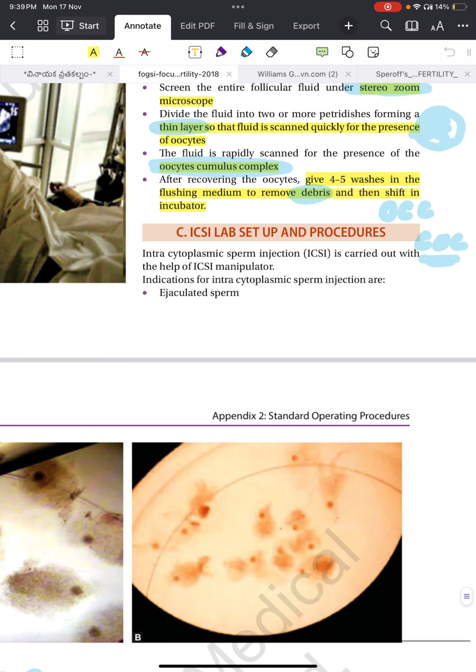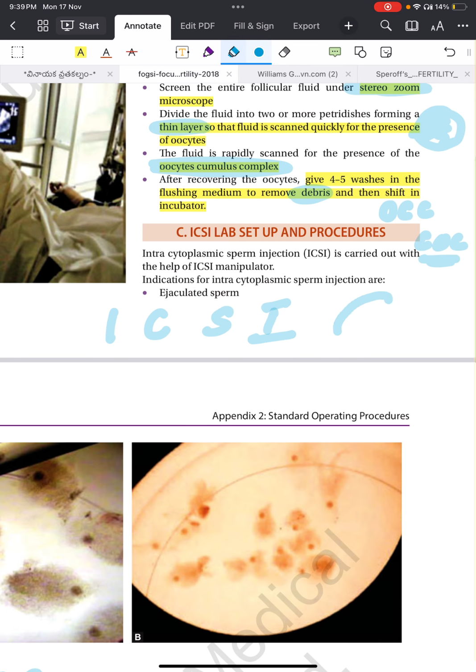Okay, now we learn about ICSI lab. What is ICSI? Intracytoplasmic sperm injection. So inside the cytoplasm of the ovum, we'll inject the sperm. That is known as ICSI. This ICSI is done with the help of an ICSI manipulator.